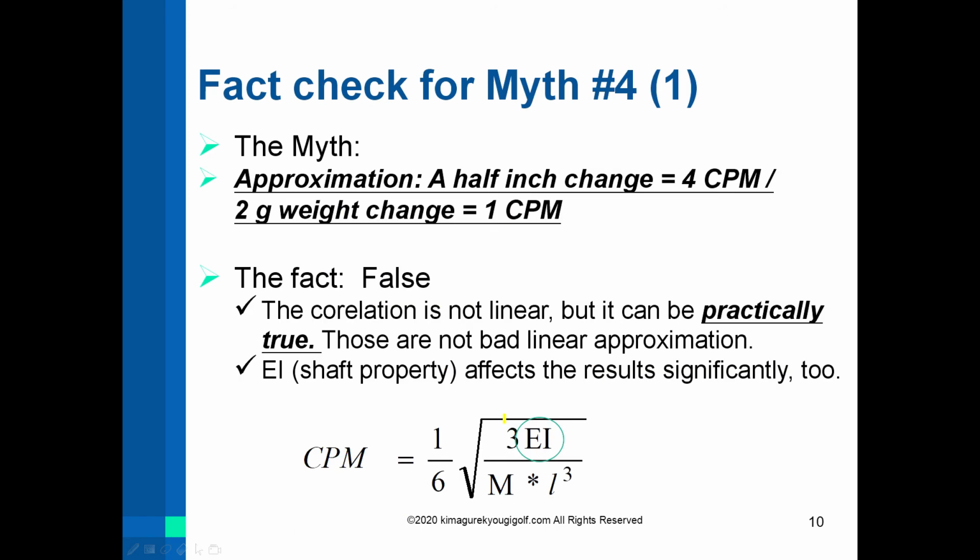Myth number 4, approximation. A half-inch change corresponds to 4 CPM, and a 2-gram weight change corresponds to 1 CPM change in frequency. The fact is, it's not exactly correct. However, practically, it's true. No problem in the use of them. One thing we should remember is the shaft stiffness property, EI here, affects the result significantly, but still, those are good approximations. Let me explain.